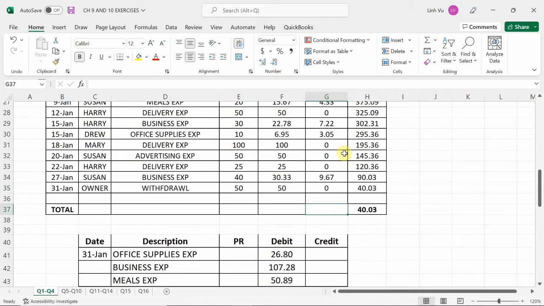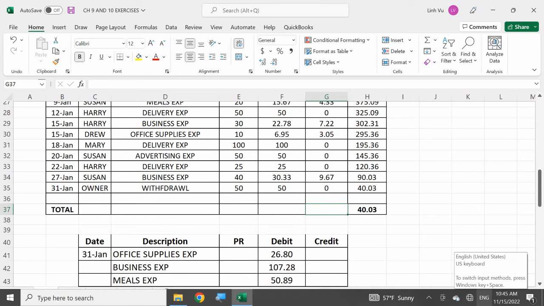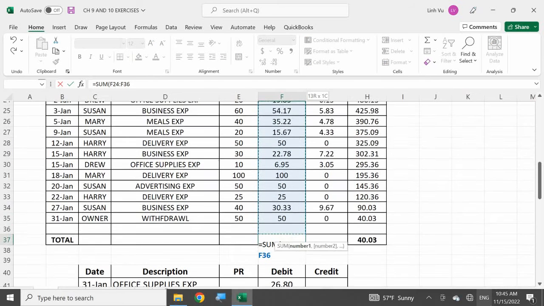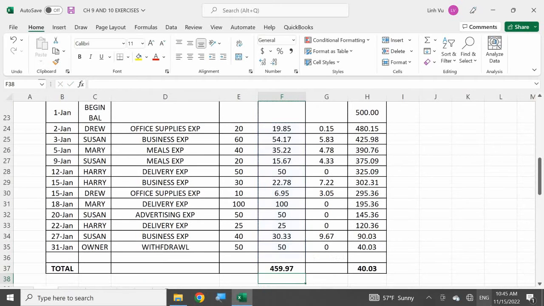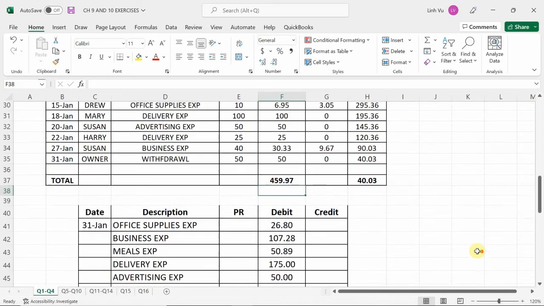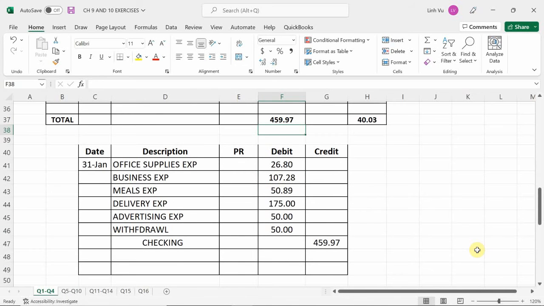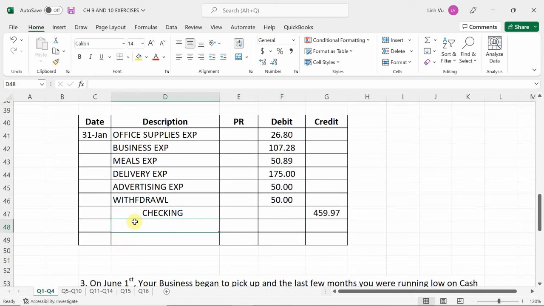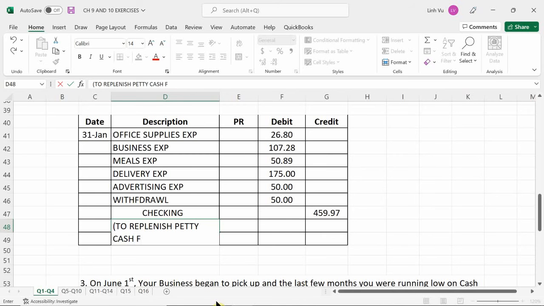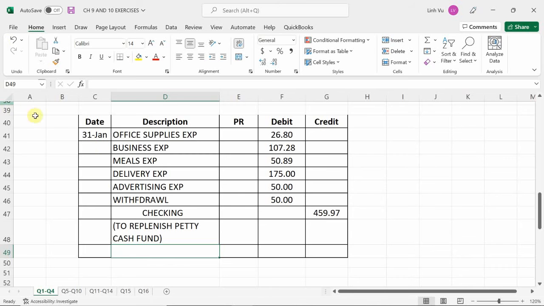Okay? Now, another quick and easy way to do this is you could have also summed up your total expenses right here. Okay, so then you can actually get an idea how much you're going to be writing a check for. So this would also give you that $459.97. So then you could just split up your expenses accordingly, right? So remember, this type of accounting, we don't recognize the expenses until we replenish the petty cash drawer, right? So in this case, I'm going to go ahead and write to replenish petty cash fund. Okay.